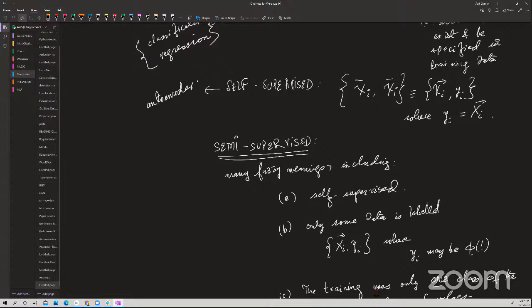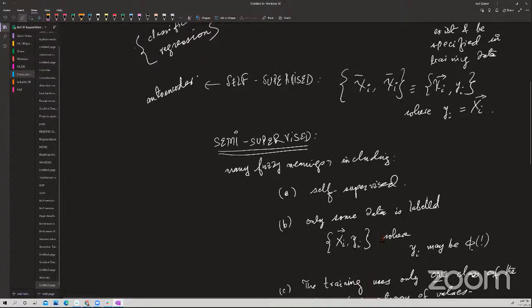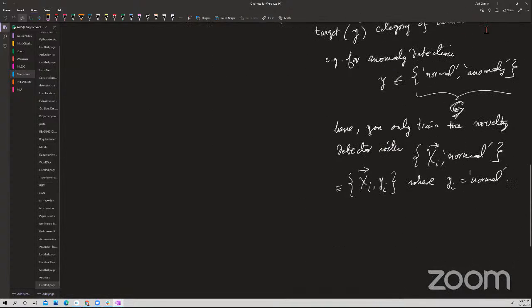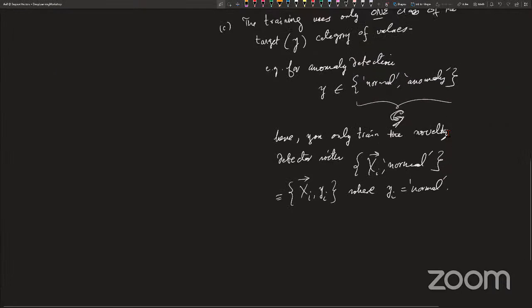Yeah, Asif, can you go to the bottom, to the last row? Can you scroll? Yeah.